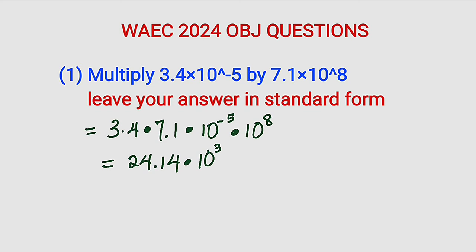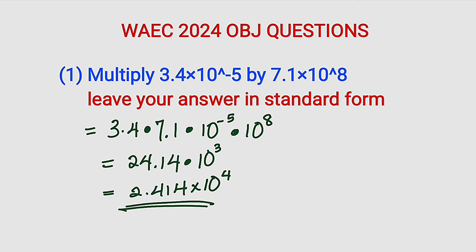So we have to shift this decimal point backward. So this becomes 2.414, then multiplied by 10 to the power of 4, because we have shifted the decimal point backward one time. So therefore, we have to increase the power. And hence, this is the answer to the first question.